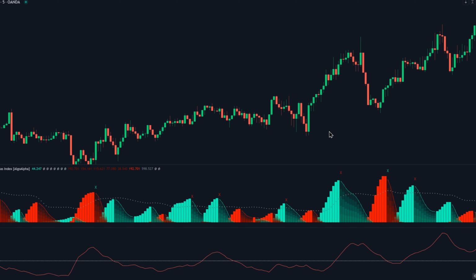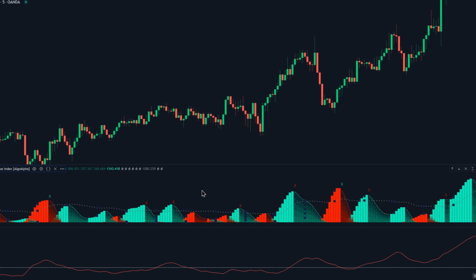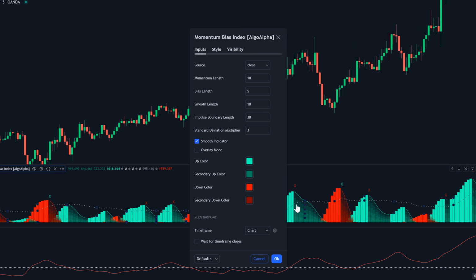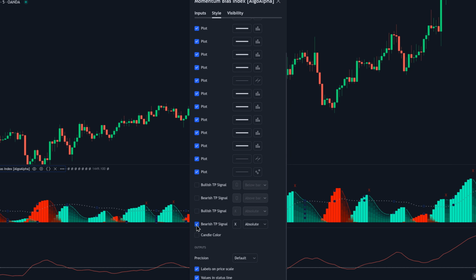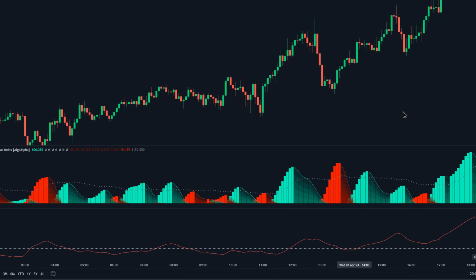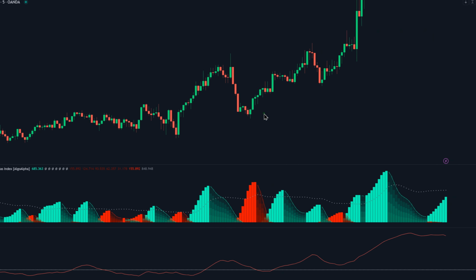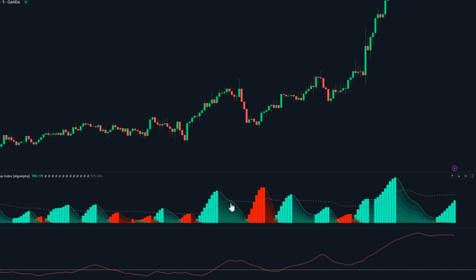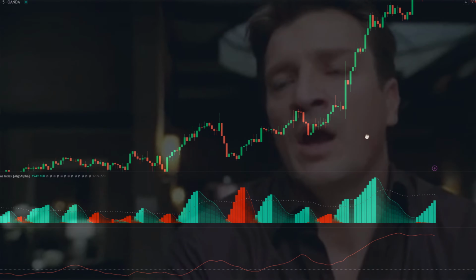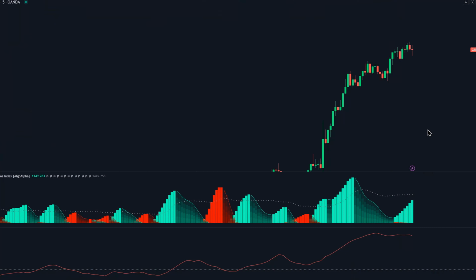Now, let's go back to the settings of the Momentum Bias Index so we can change some settings. We're going to disable the bullish TP signal and the bearish TP signal because we're not going to be needing these options. After that, click OK. Now, while this indicator is wonderful in identifying market momentum, as said earlier, a teal histogram indicates a bullish momentum and a red histogram indicates a bearish momentum. The question you may be asking yourself is, how can we use it alongside the ADX to take long and short positions? Well, I'm going to tell you.